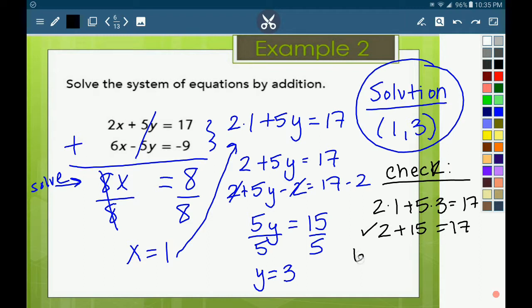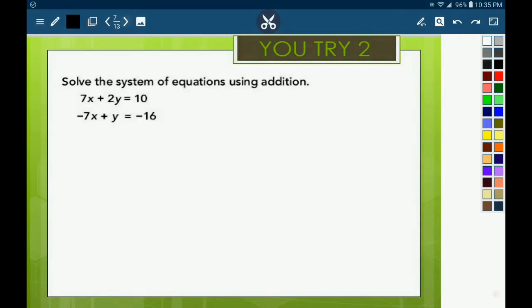Second equation, 6 times 1 minus 5 times 3, does that equal negative 9? Well, 6 times 1 is 6, 5 times 3 is 15, and 6 minus 15 does equal negative 9. If you need to double check that, type 6 minus 15 into your calculator. It's going to get you negative 9. So how about you guys give this method of addition a try in your U-Try.